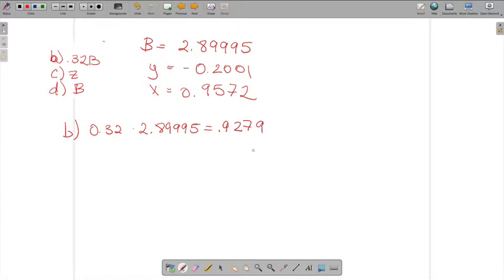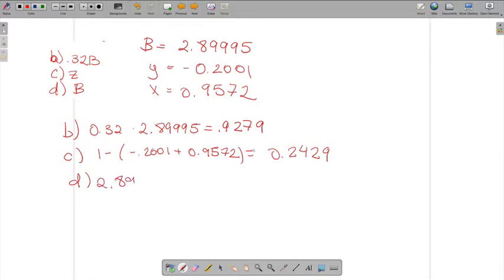0.9279. So C is going to be our Z, which is going to be 1 minus negative 0.2001 plus 0.9572. So what is 1 minus those two? Negative 0.2001 plus 0.9572. So our Z is going to equal 0.2429. And then for our D, which is simply our B, that's going to be 2.8995.